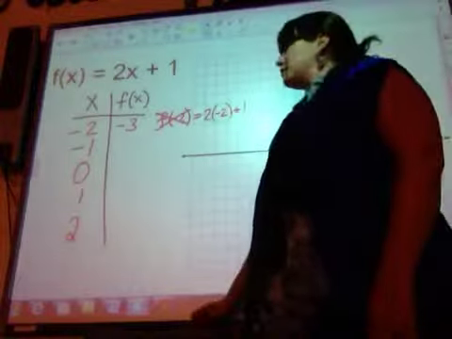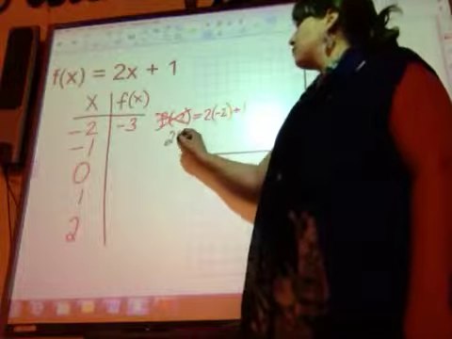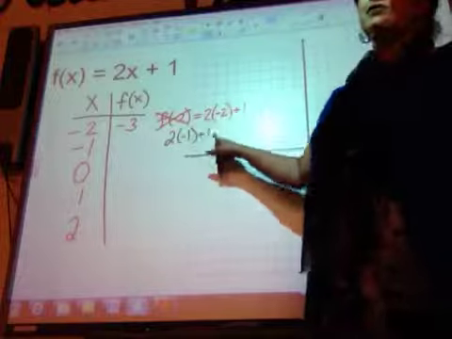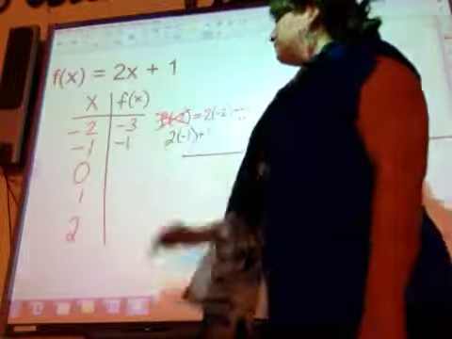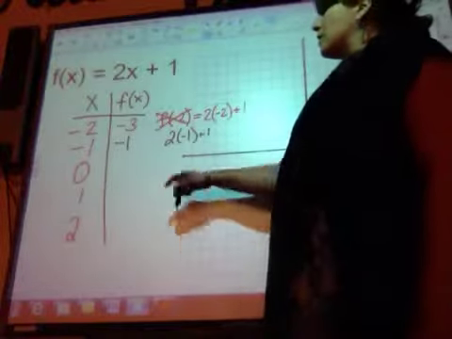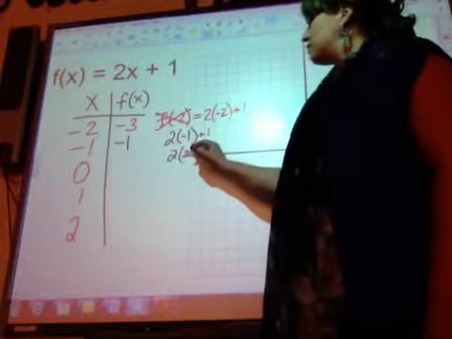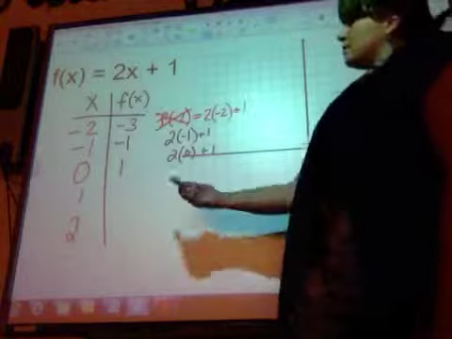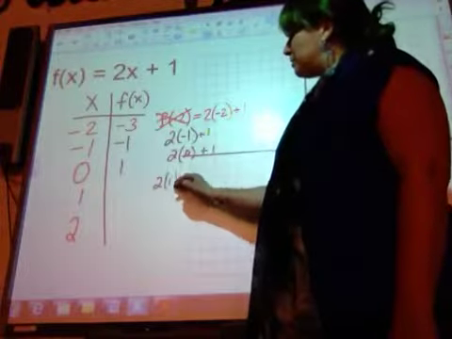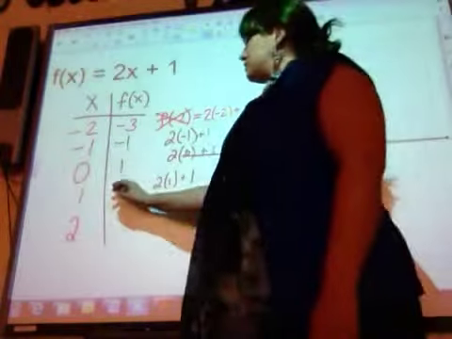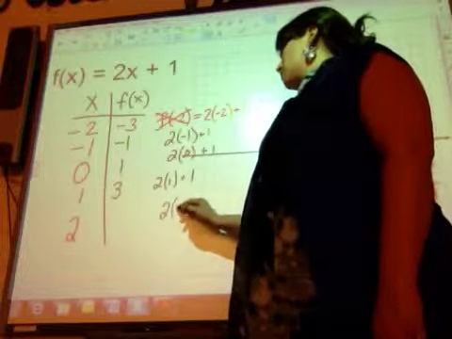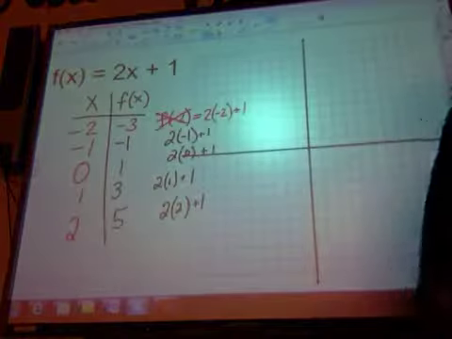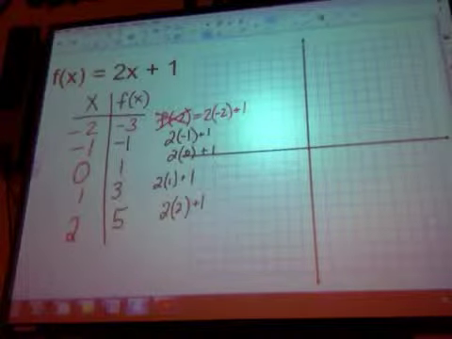Then we move on to the next one, and we'll do 2 times -1 is -2. -2 plus 1 is -1. Now I'm going to do 0, so 2 times 0 is 0 plus 1 is +1. Then I do a 1. 2 times 1 is 2, plus 1 is 3. 2 times 2 is 4, plus 1 is 5. Now I have the table that I can plot the points for.